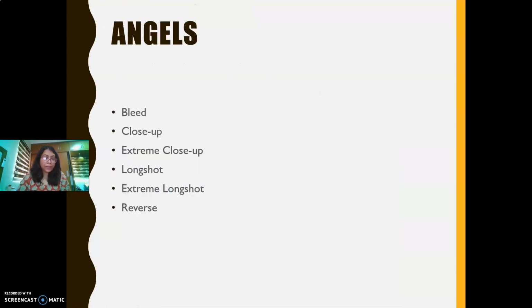All right, okay. Now we move on to another set of technical terms known as angles. In angles, we have bleed, close-up, extreme close-up, long shot, extreme long shot, and reverse. These terms are very similar to the technical terms that we use to talk about films, because when you look at them, you will see that they're exactly the same techniques that are used in another kind of visual text, and that is a film.